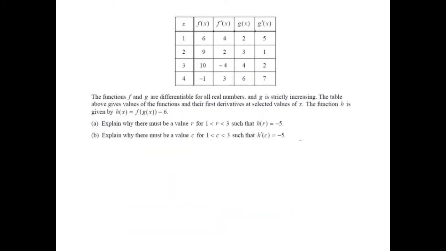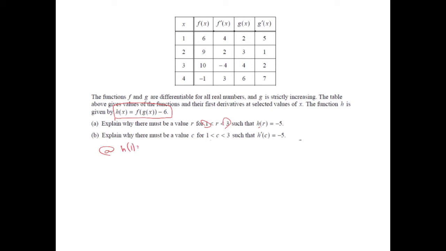Okay, next problem. The functions f and g, you're given information about them in a chart, and you're asked questions about those functions. So part A says, explain why there must be a value of r such that h of r, and h of course is this thing, is -5. So really, you're told about an interval between 1 and 3, so you kind of want to see what happens at 1 and 3 and see if you can draw conclusions from there.